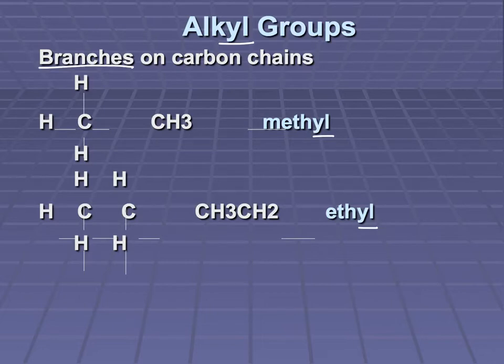If the alkyl group only has one carbon, it's called a methyl group, because meth means how many carbons? 1, right? Now if the alkyl group has 2 carbons in it, 1, 2, then it's called an ethyl group, because eth means 2 carbons.